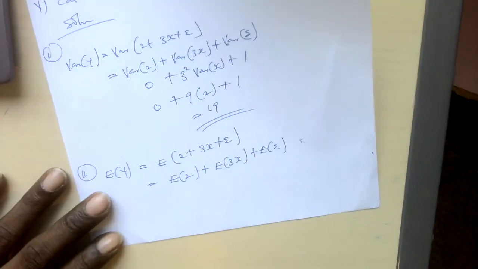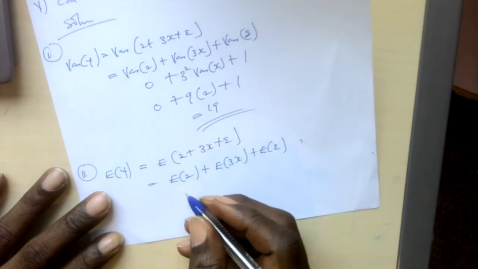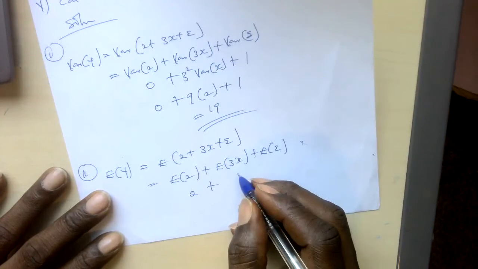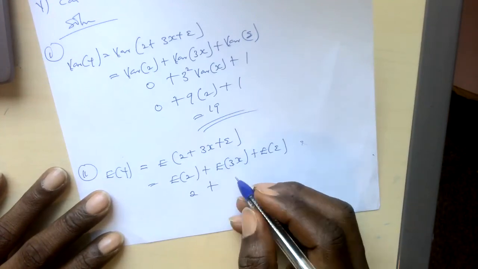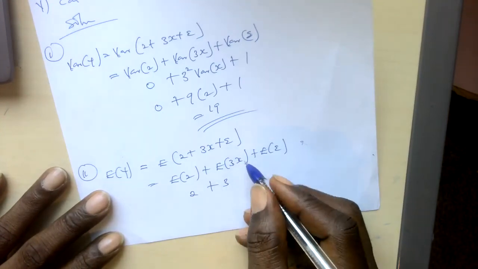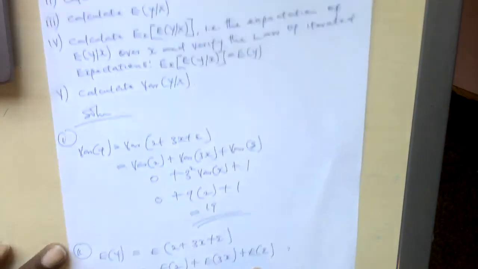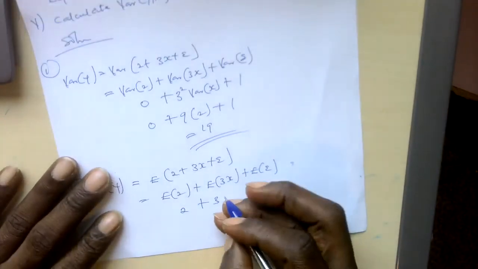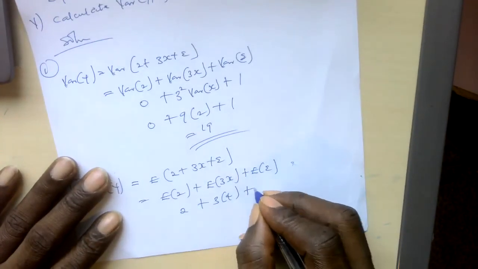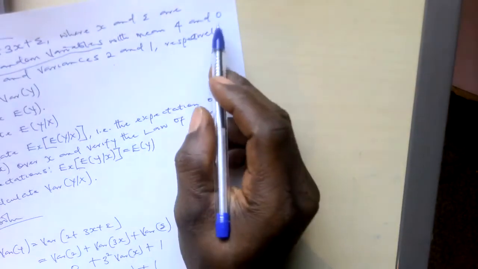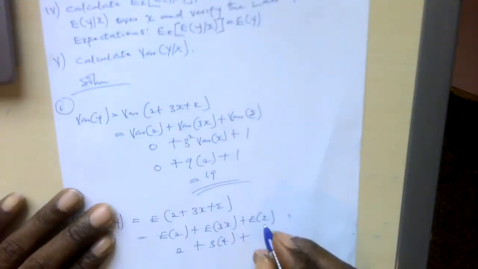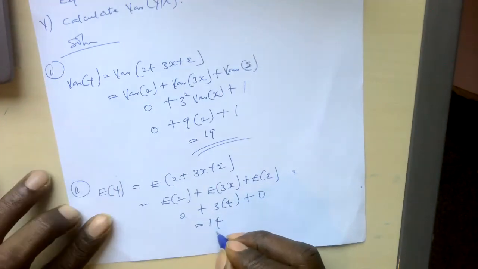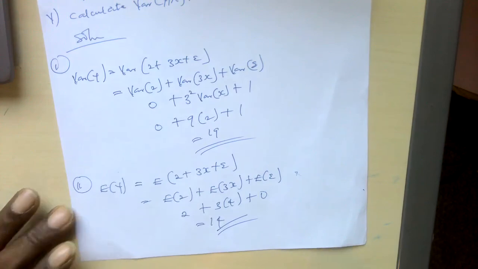From here, we know E of 2 is a constant, and the expected value of a constant is that constant. So 2 plus expected value of 3x, bring 3 out, right? 3 times expected value of x, which we are told is 4. So we have 4 plus expected value of error, which we are told is 0. So that gives us 2 plus 12, which is 14. That gives us 14. Let's move on.